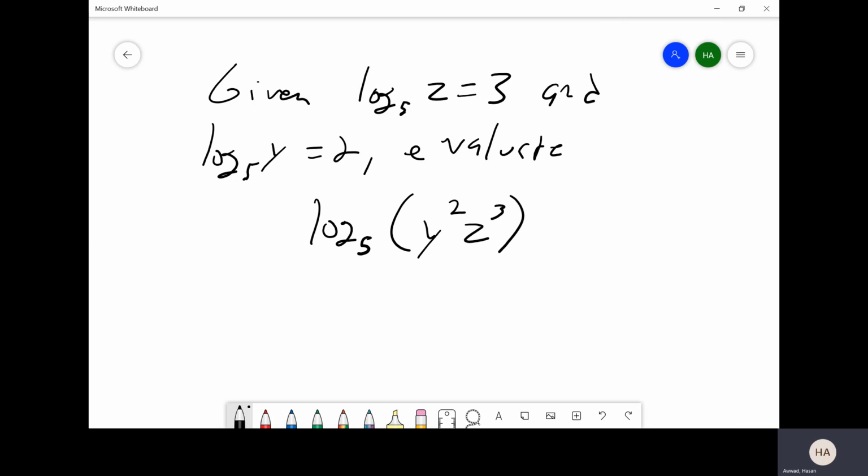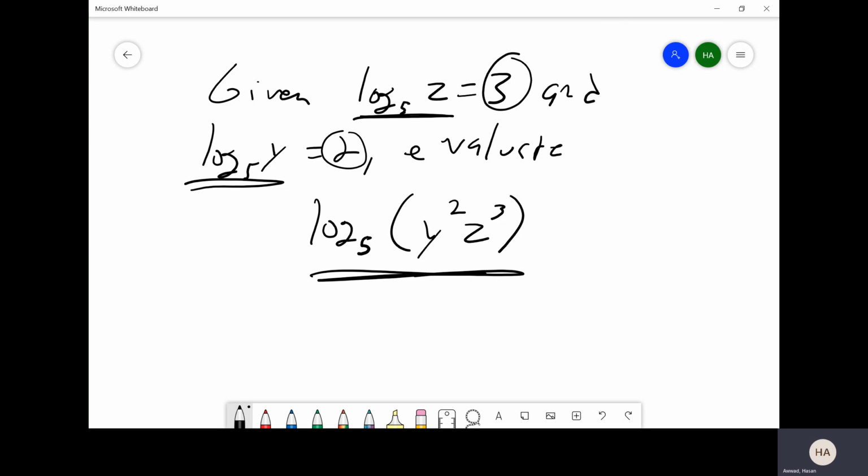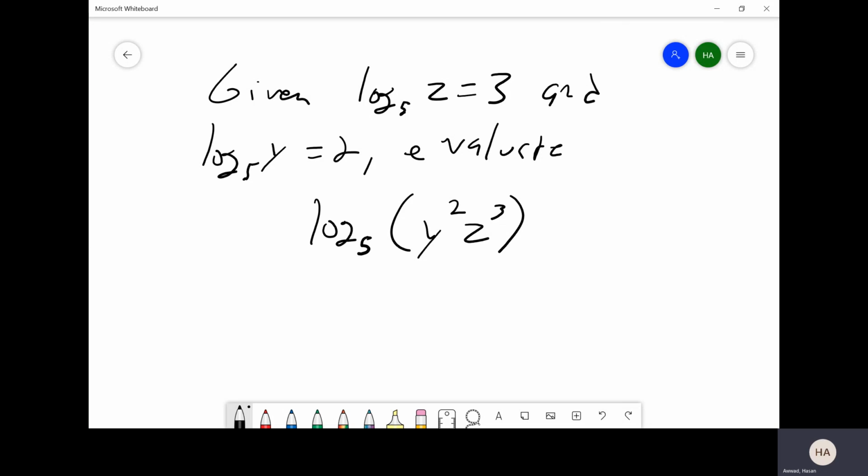Okay, so the idea here is it's not asking you to find y or z. We don't care what y and z are, because we know that log base 5 of y gives you 2, and we know that log base 5 of z gives you 3. That's what we care about. So if we can split up this logarithm to be in terms of log base 5 of y and log base 5 of z, then we can just directly substitute in the 2 and the 3 if we can break up the larger logarithm. So that's going to be our game plan here. We're going to be trying to break up this logarithm so that we can do our substitutions and just plug in 2 and 3 and then get an actual answer here.